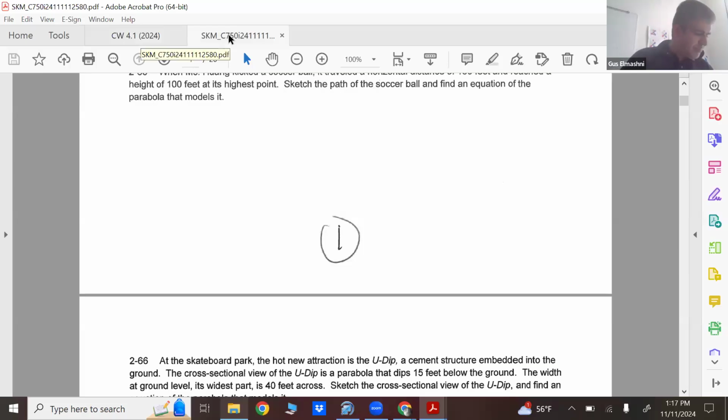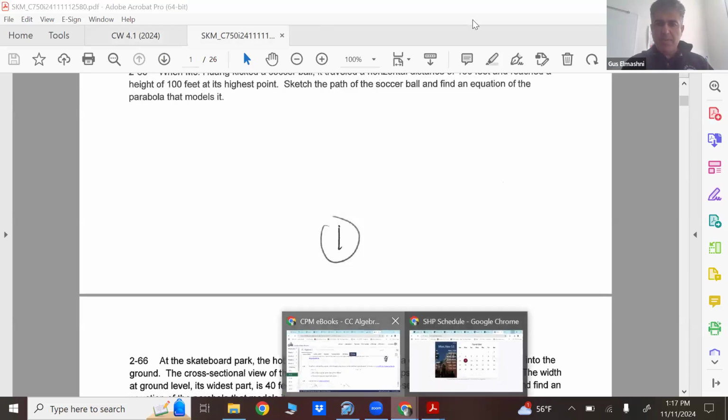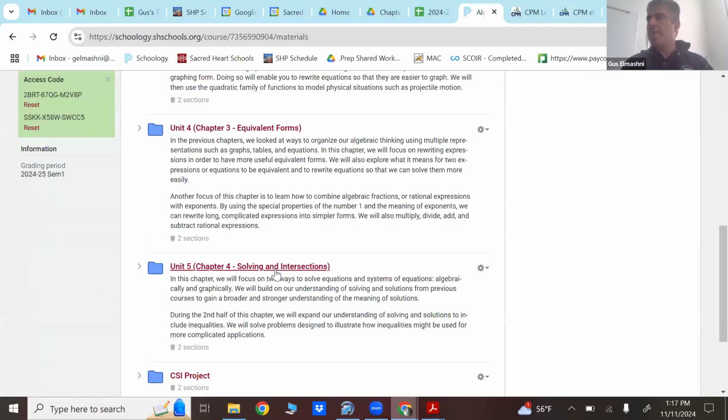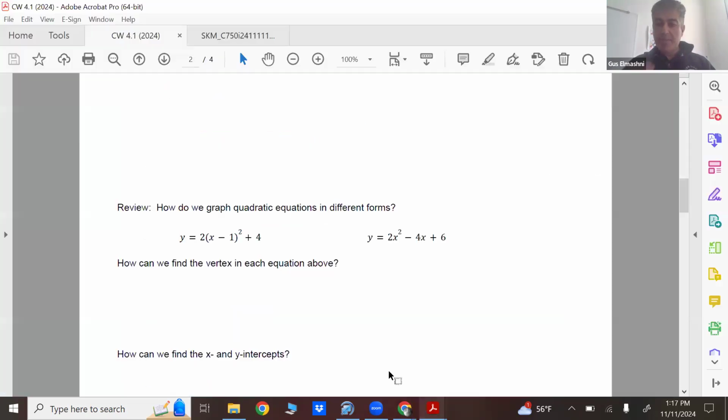Some inequality. Actually, the title, if I go to Schoology really fast, says it's solving intersections. A lot of points of intersection, a lot of systems of equations are happening here. So anyhow, let's go through this.